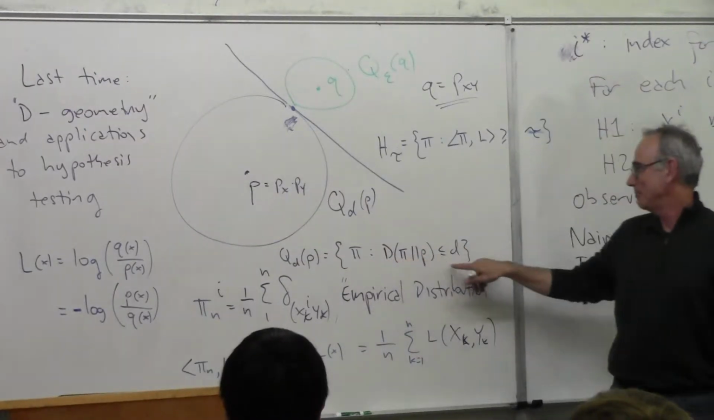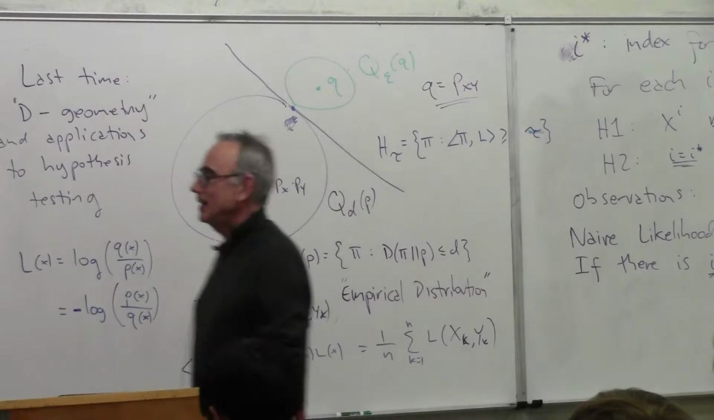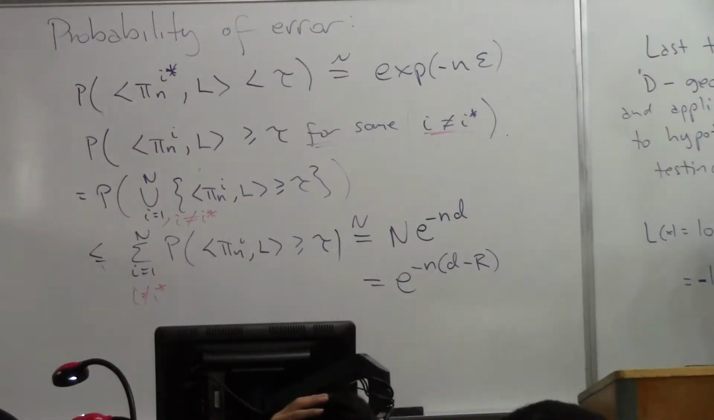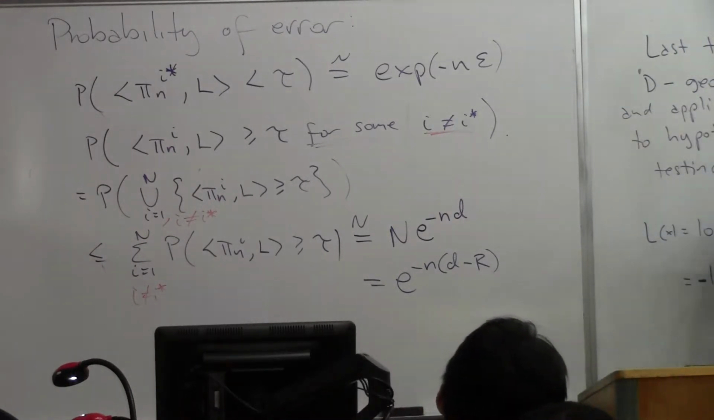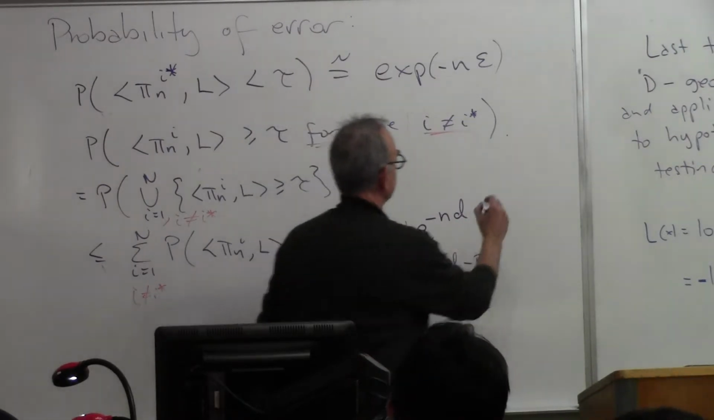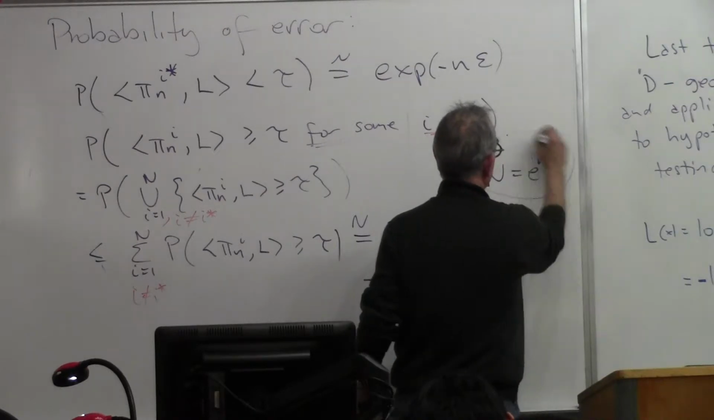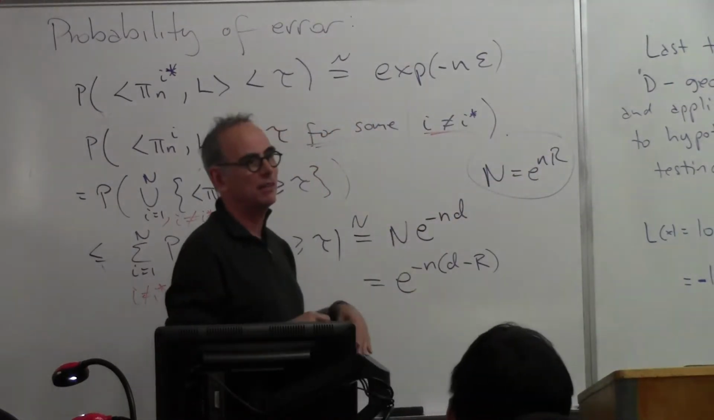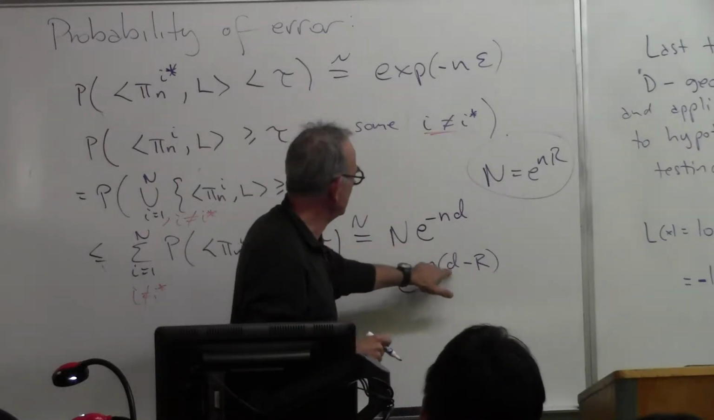Q is the set of all probability mass functions whose, forget it. D was just a number. D was chosen so that this was away from Q. That's all. But you can see I'm trying to make it big because right there you see it. N was e to the nr. I had an integer part, but let's not worry about integers. This product is e to the minus n times d minus r.